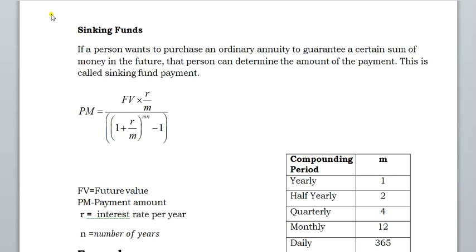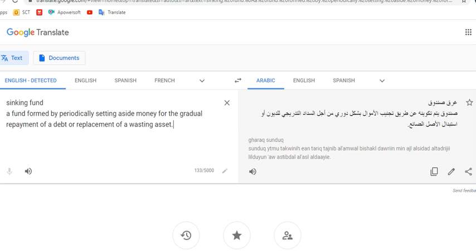Now we have to learn about sinking funds. So what is a sinking fund? I will take you to Google Translate. Sinking fund means a fund, a bulk of money: a fund formed by periodically setting aside money for the gradual repayment of a debt or replacement of a wasting asset. So when you read this in Arabic, you can understand.